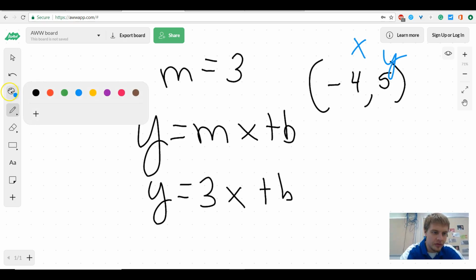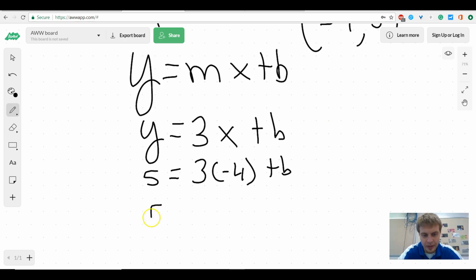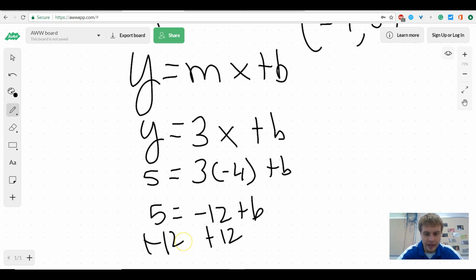So again, over here, instead of writing y down, I'm going to write 5. And instead of writing x down, I'm going to write -4. And then I'm going to solve for b. So I'm going to get 5 equals -12 plus b. I'm going to add 12 to both sides. And I'm going to get that b is equal to 17.